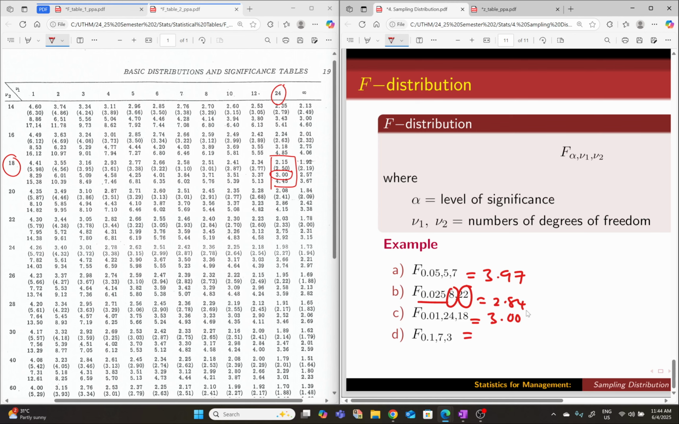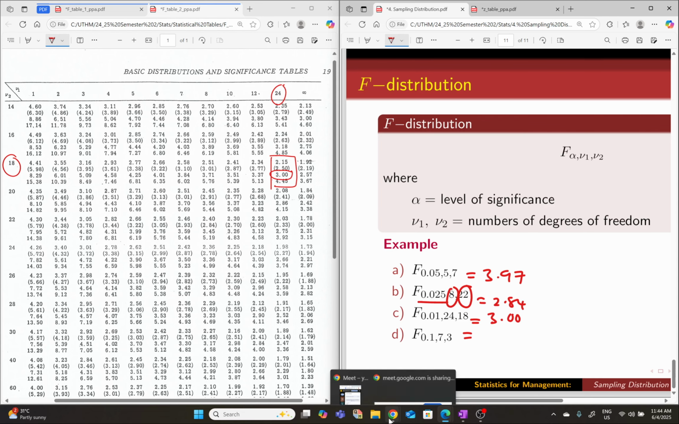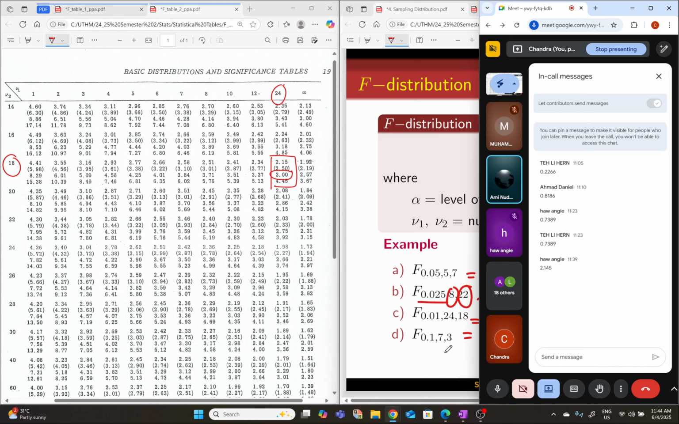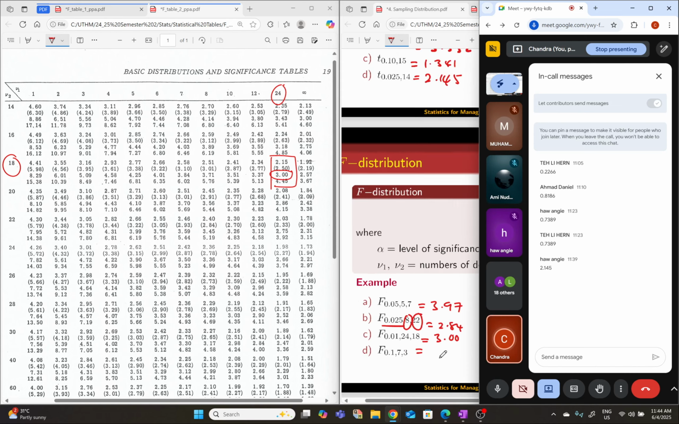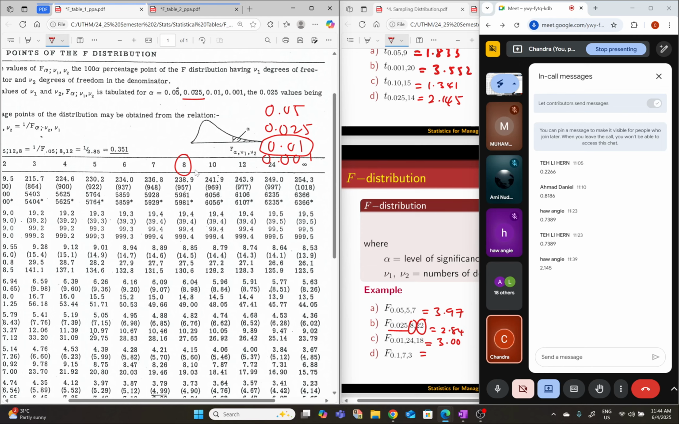The last one, you guys try. What is the answer? Let me check. The last one is 7.3.